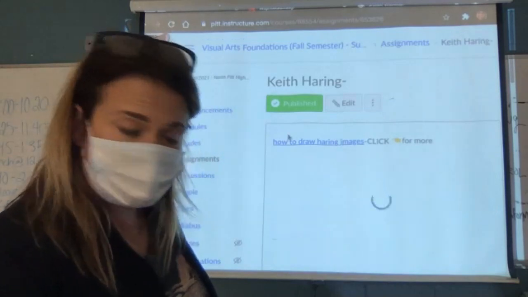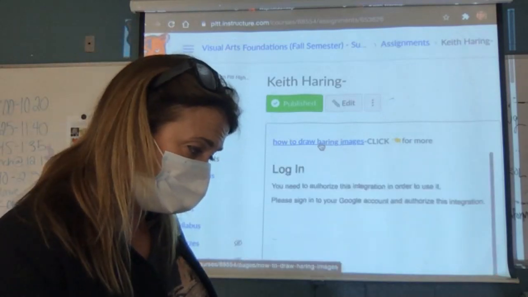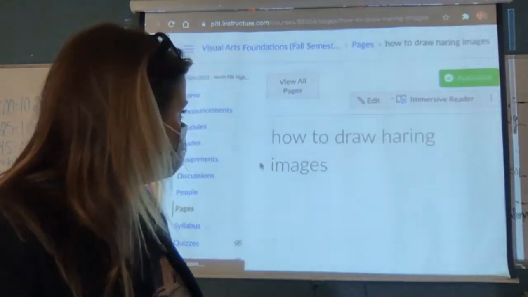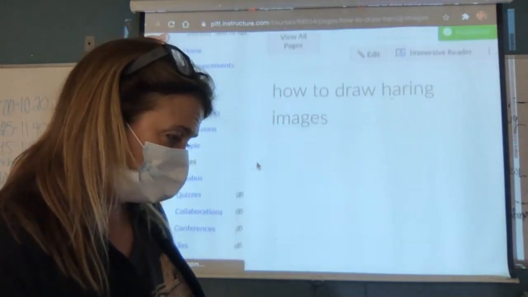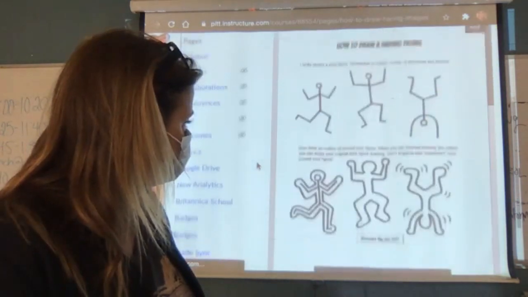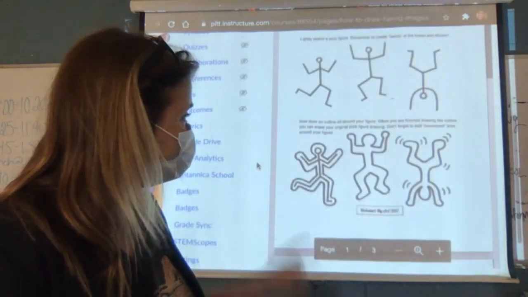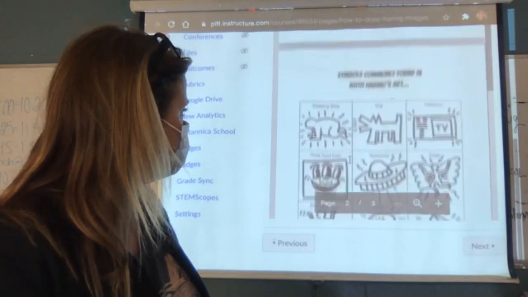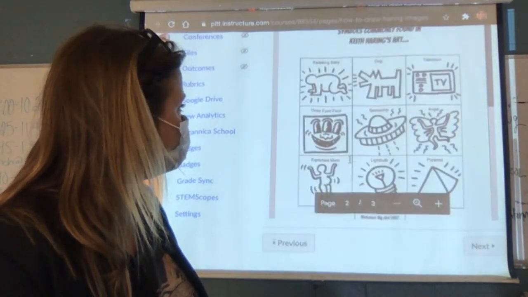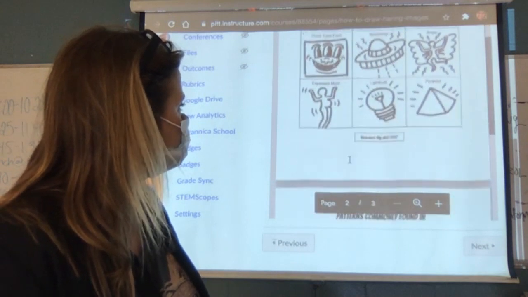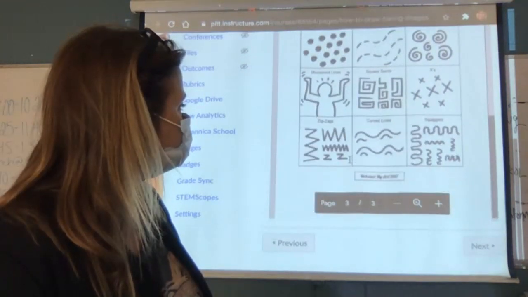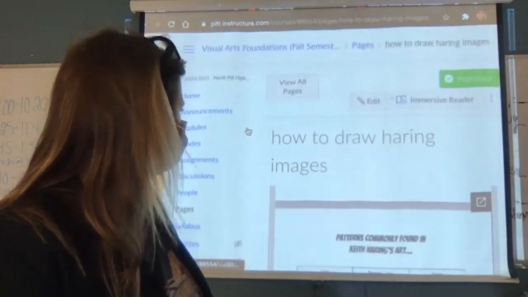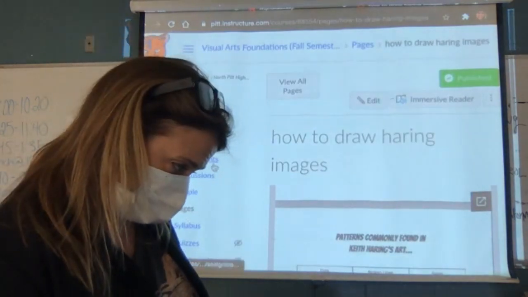So also everybody virtually at home, know that you can click right here and it'll show you some more images of how to draw in his style. So click on these, they will help you. Here's how to draw the human figure. Just draw a stick person and then trace around it. That would be very much like his style. Then here's a whole bunch of symbols that he uses a lot. And then a bunch of different designs and patterns and movement lines. These were all very much his style.